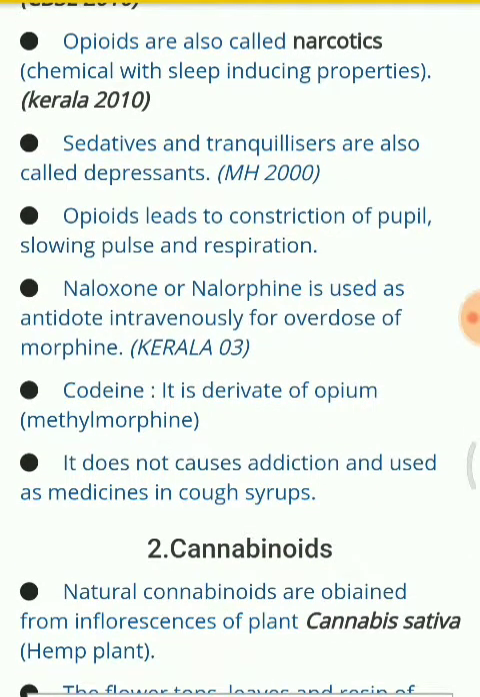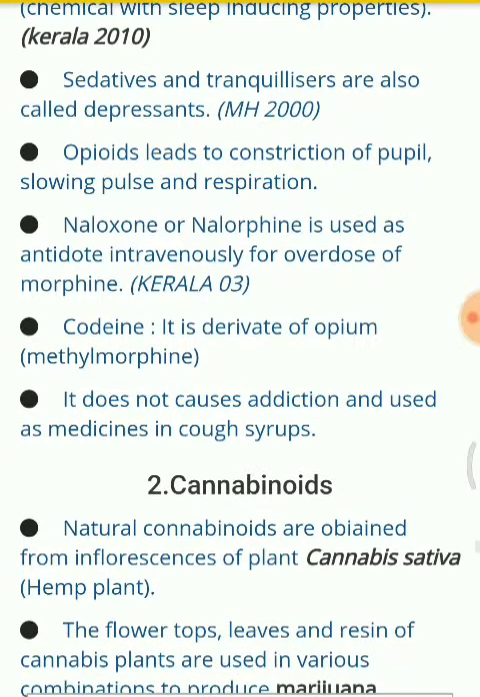Codeine is a derivative of opium, methylmorphine. It does not cause addiction and is used as medicine in cough syrups.